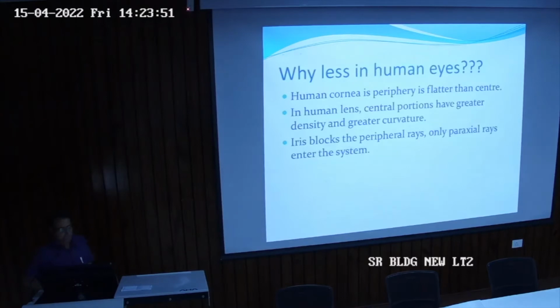Why is it less in human eyes? The human cornea is flatter in the periphery than the center. In the human lens, central portions have greater density and greater curvature, and the iris blocks the peripheral rays. Only paraxial rays enter the system, so spherical aberrations are minimal in the human eye.